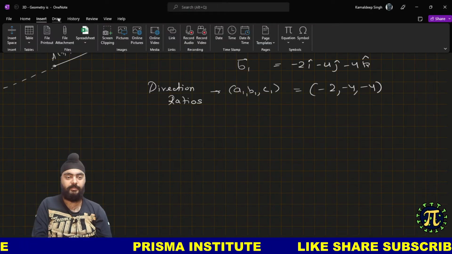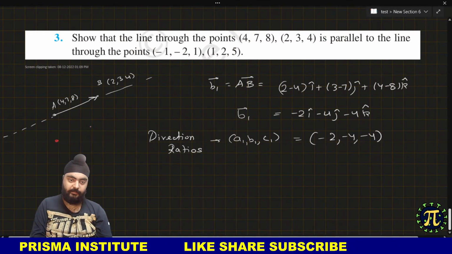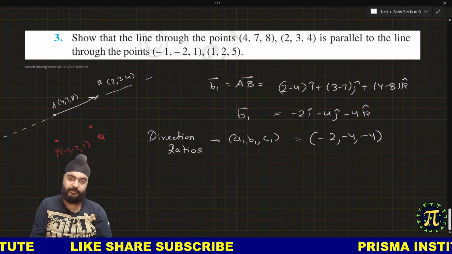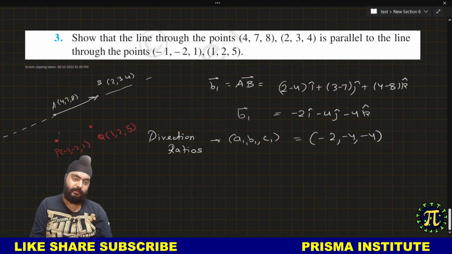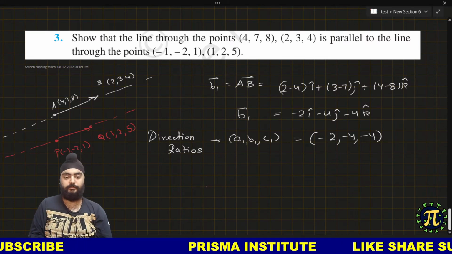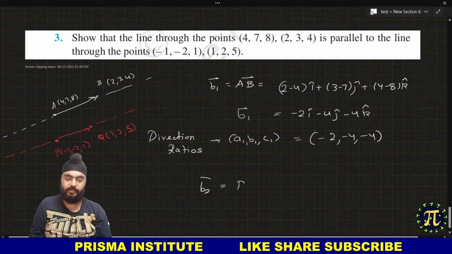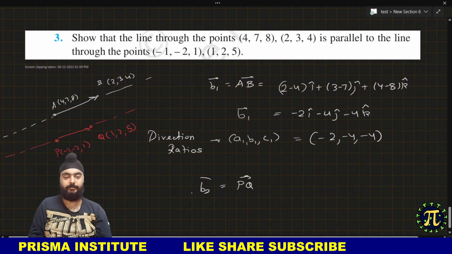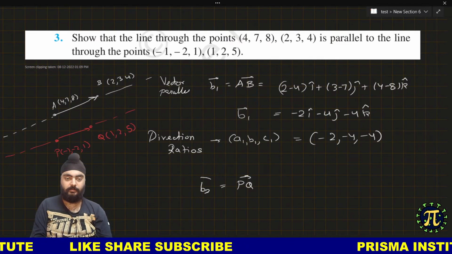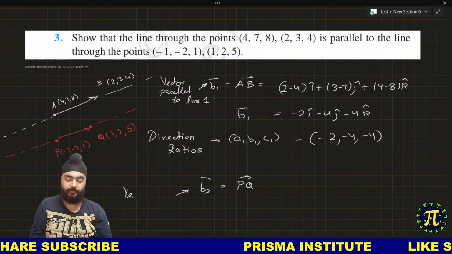Okay, so let's find B2 vector. Let's say we have 2 points given here in this question. So let's say B2 vector passes through these 2 points P and Q. P is the point -1 -2 1, Q is the point 1 2 5, and let's find PQ vector, which is B2 vector, right? This is the vector parallel to line 2, right? So this is a vector parallel to line 1, and this is a vector parallel to line 2.